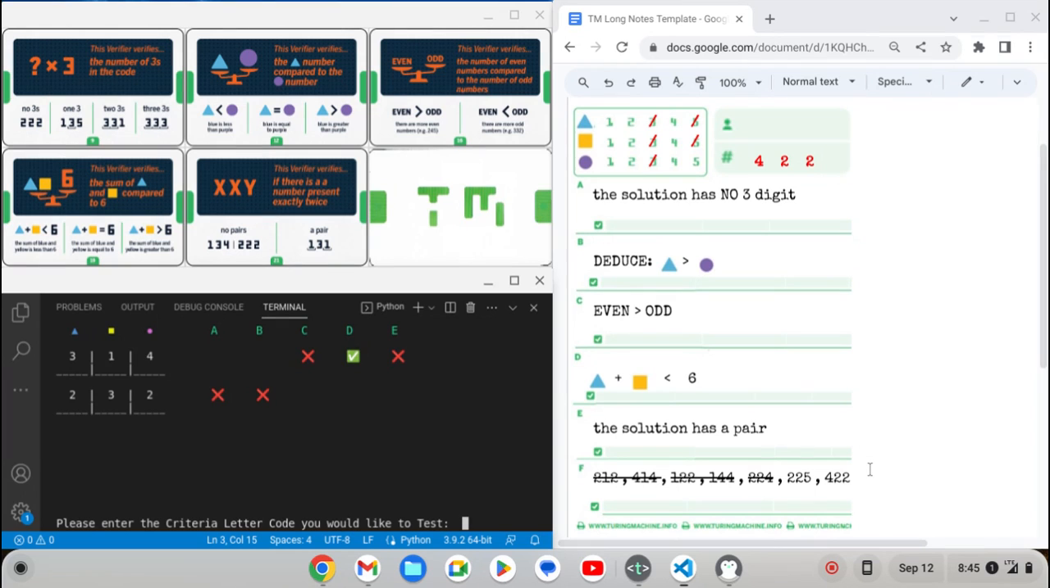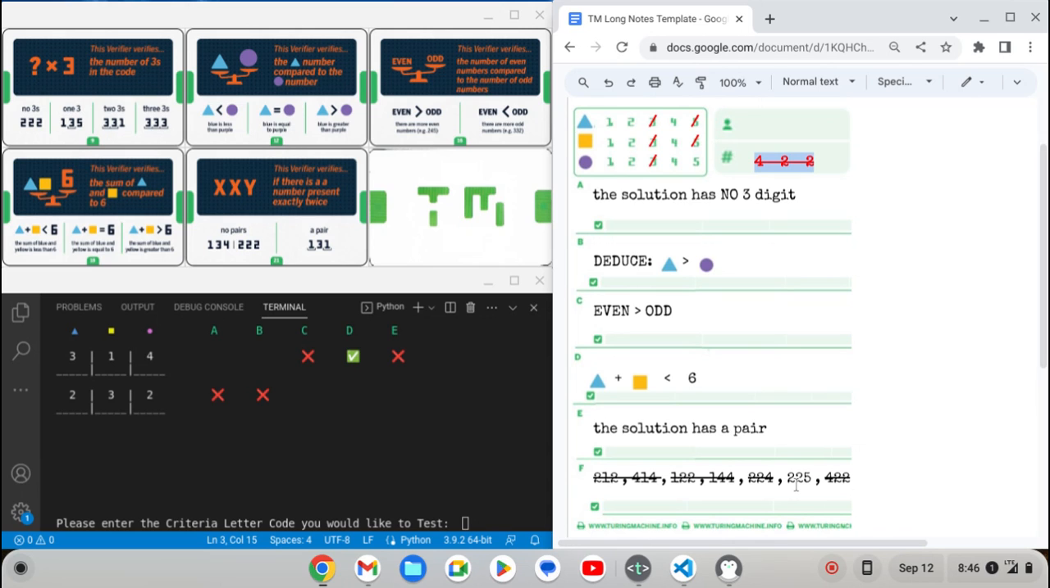Oh, yeah, of course 422 can't be it. That's 6. Oh my gosh, what a foolish mistake. Okay, yeah, that was very foolish. Let me cross this out. But what about 2, 2?